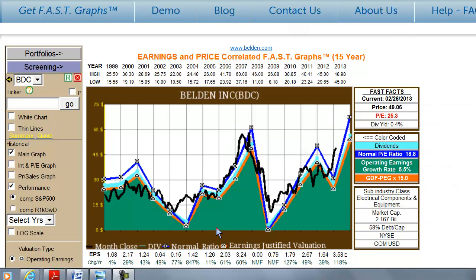Our second example of a cyclical stock looks at Belden Inc, an electrical components and equipment company, and you can see a very cyclical stock here, but you also see that stock price and earnings are highly correlated. You can see that stock price kind of followed earnings down here, then as earnings recovered, the stock price recovered, then we had another collapse in earnings followed by another rise in earnings. So, FastGraphs really reveals the cyclical nature of a cyclical stock as well as how the stock price follows and correlates to that cyclical nature.